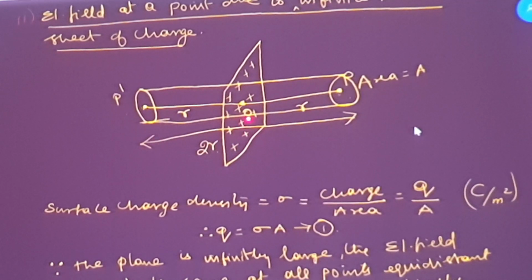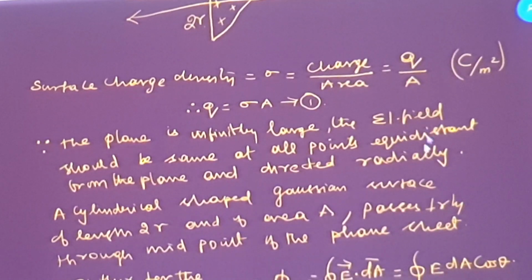At a distance r from the plane sheet of charge, I have considered 2 points. One of the points is P, another point is P dash. Since the points P and P dash are at equal distances r, we can say the electrical field at this point P and the electrical field at this point P dash due to this plane sheet of charge are considered to be the same. Now they are acting radially. If you are taking this as the positive charge, it is radially outwards. If it is negative charge, it will be acting radially inwards. That we have already studied while studying the electrical field at a point due to a point charge.